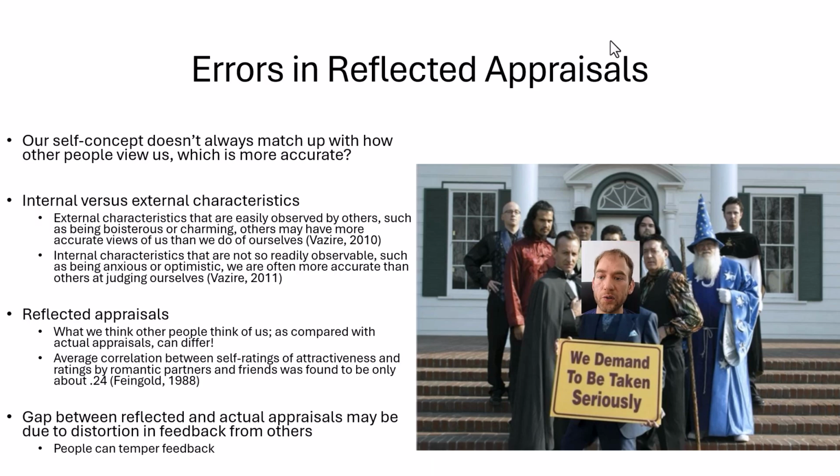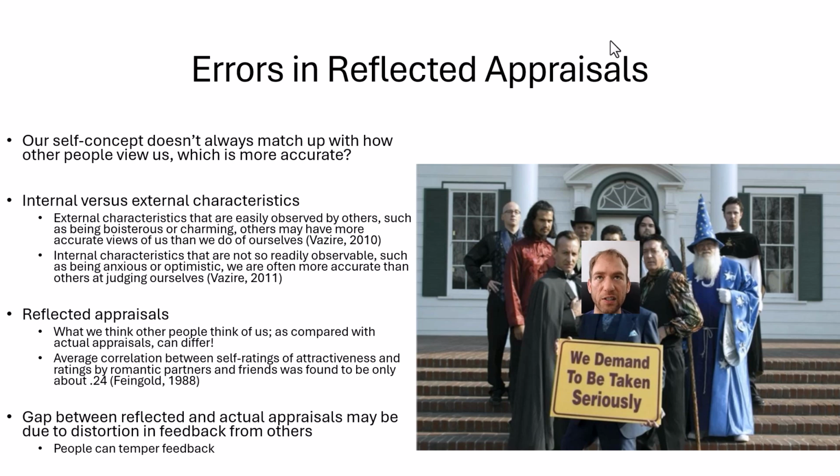Errors in reflected appraisals. Our self-concept doesn't always match up with how other people view us. So the question is, which is more accurate? Internal versus external characteristics? External characteristics that are easily observed by others, such as being boisterous or charming, others may have more accurate views of us than we do ourselves, according to a 2010 study. However, internal characteristics that are not so readily observable, such as being anxious or optimistic, we are often more accurate than others at judging ourselves.